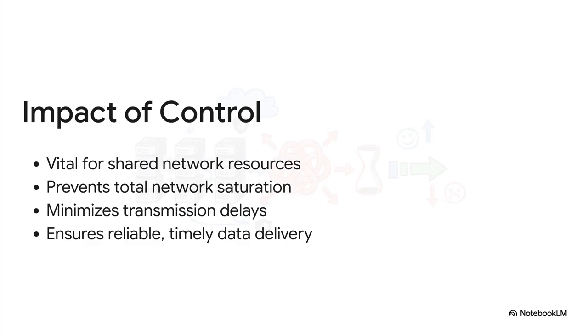You, your neighbors, massive corporations, we are all using the exact same fundamental infrastructure. Without this system, we would face total network saturation. By actively managing the flow, this invisible infrastructure minimizes transmission delays and ensures reliable, timely data delivery. Really, it is the only reason the modern internet is actually usable for us today.